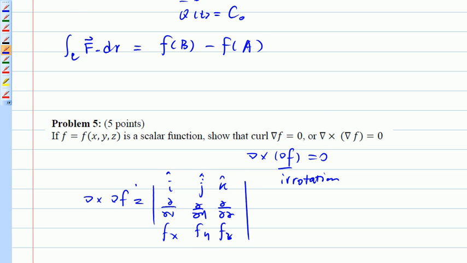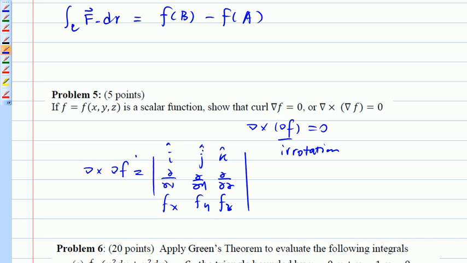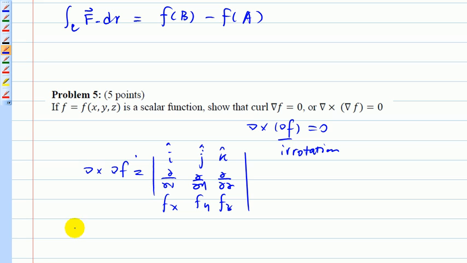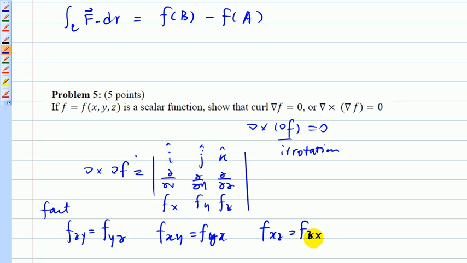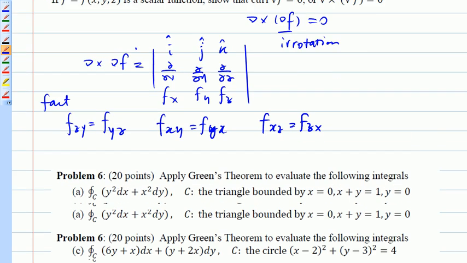Now, what makes this 0? What you need to be aware of is the partial derivatives we learned. This is a fact: fzy equals fyz, or fxy equals fyx, or fxz equals fzx. Those are the facts. So you make use of the equality to prove problem 5.